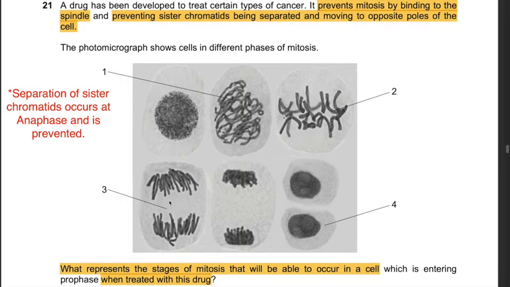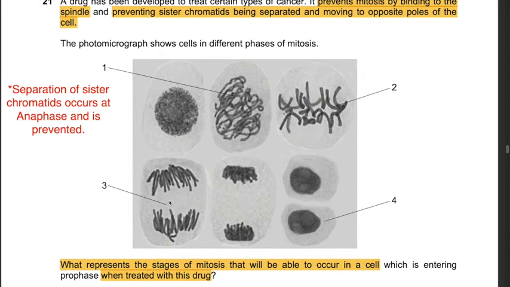Question 21. A drug has been developed to treat certain types of cancer. It prevents mitosis by binding to the spindle and preventing sister chromatids being separated and moving to opposite poles of the cell. The photomicrograph shows cells in different phases of mitosis. What represents the stages of mitosis that will be able to occur in a cell which is entering prophase when treated with this drug?